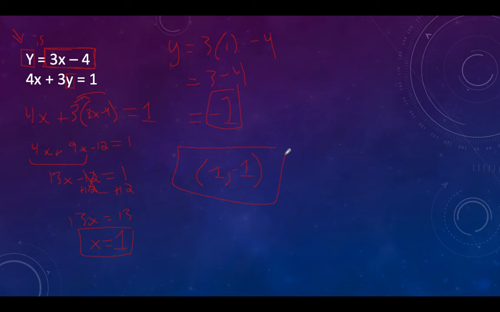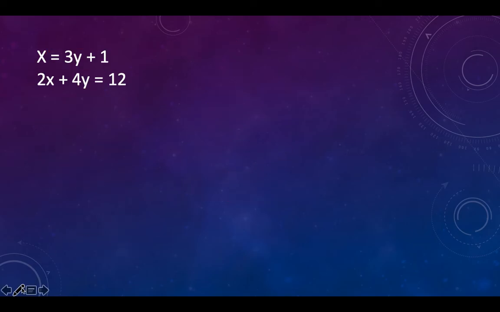Okay, now I'm going to do one more. So again, we got to look for the variable that's all by itself on one side of the equal sign, and we see we got that right here. So you have x is this right here, 3y plus 1. So where I see x, I'm going to plug in 3y plus 1. So we got 2. Now again, parentheses when we sub in 3y plus 1 plus 4y equals 12.